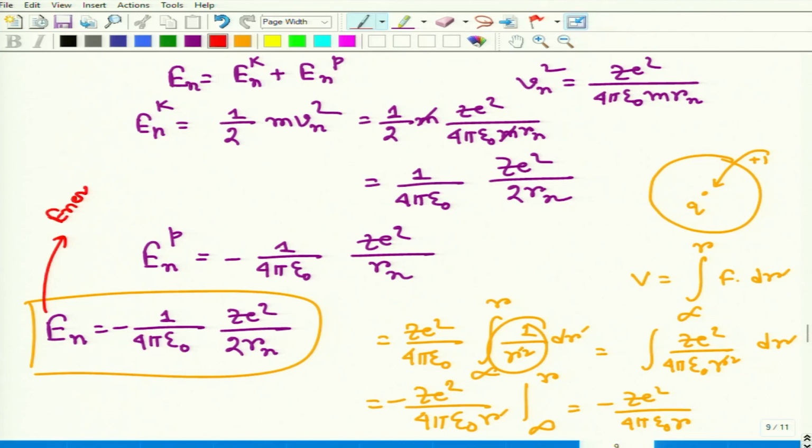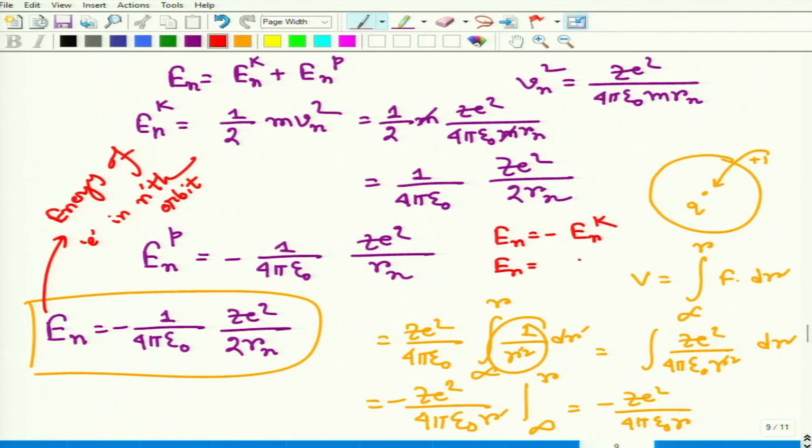So it is the total energy of the electron in the nth orbit. From here we can see that En equals minus Ek, and also En equals half of Ep. Okay, so these are the results.